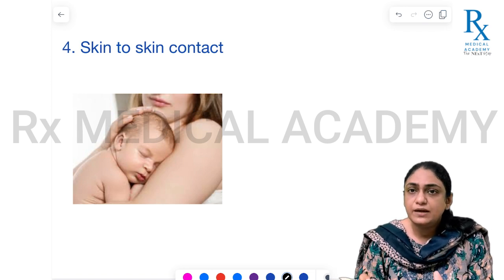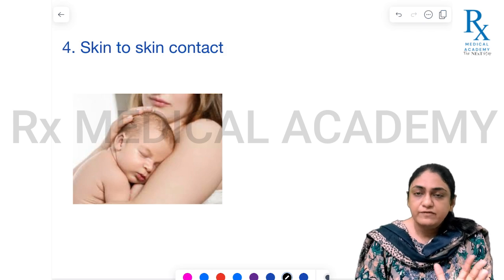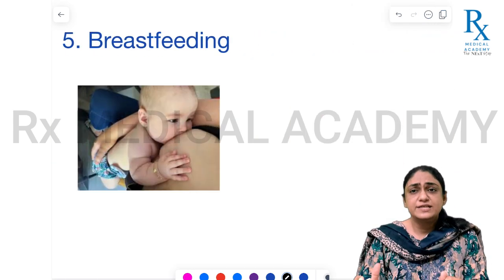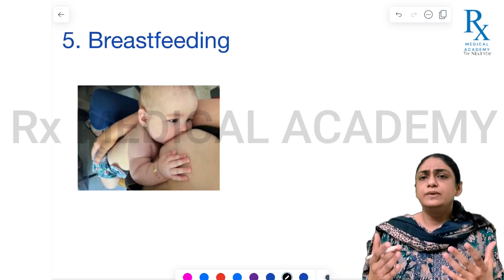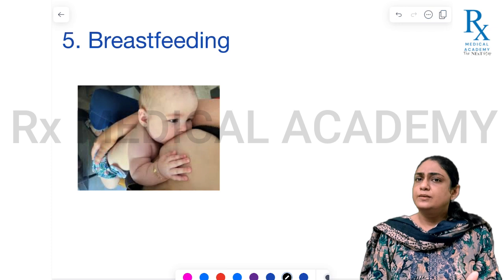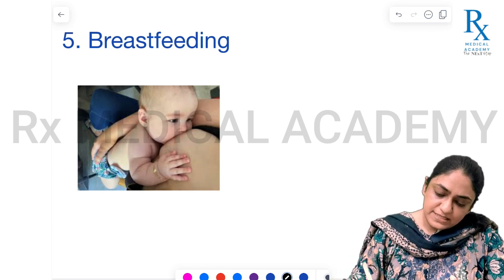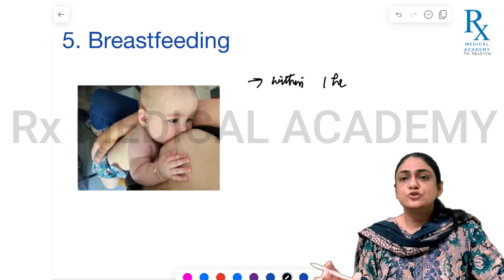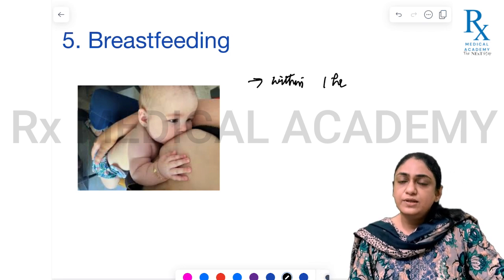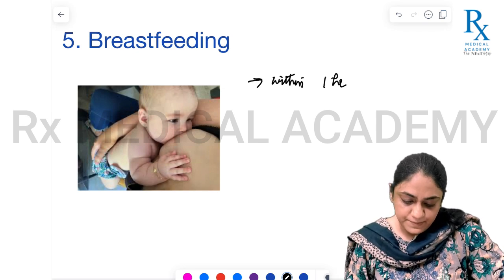So skin to skin contact is a very important method to prevent hypothermia. Coming to breastfeeding, immediately after drying and putting the baby between the mother's chest, you can start the breastfeeding. Most of the recommendations now say that breastfeeding should be started within 1 hour of the birth. This is the recommendation: early initiation of breastfeeding. It will prevent hypothermia. So breastfeeding should be started within 1 hour of the birth. Right?